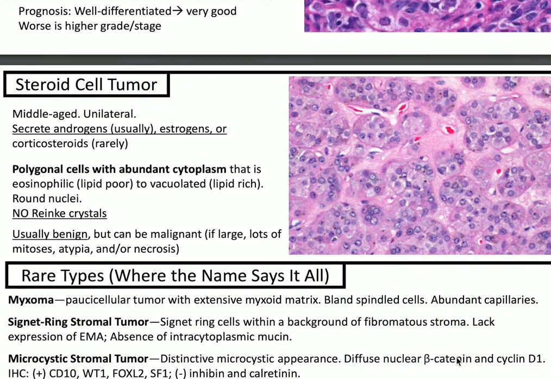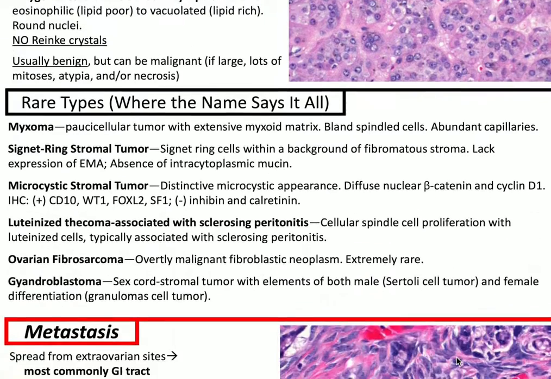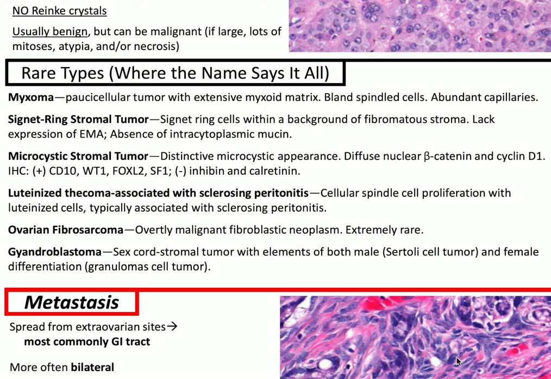Steroid cell tumor, these secrete androgens usually, estrogens or corticosteroids rarely. You have polygonal cells with abundant cytoplasm, but it won't have Reinke crystals, and usually benign, but can be malignant. And rare types we talked about are myxoma, signet ring stromal tumor, microcystic stromal tumor, luteinized thecoma associated with sclerosing peritonitis, ovarian fibrosarcoma, and gynandroblastoma.